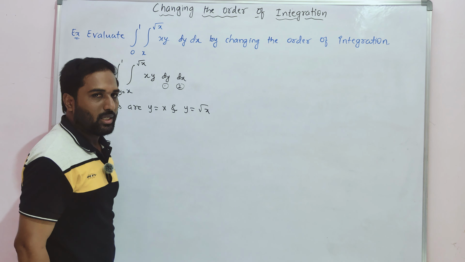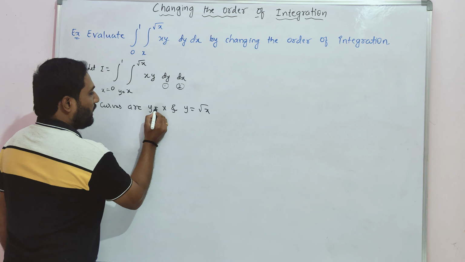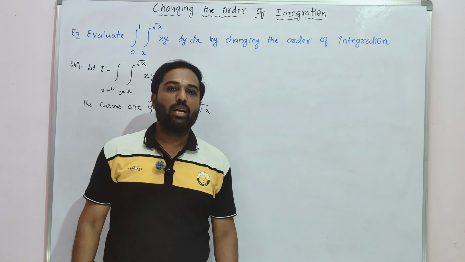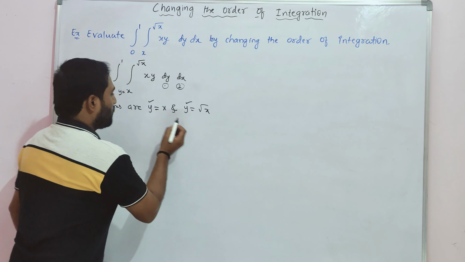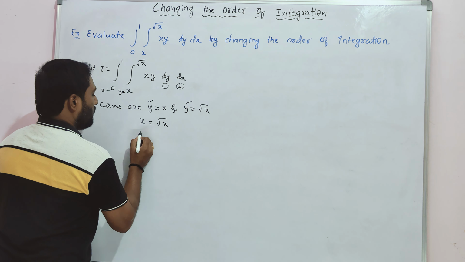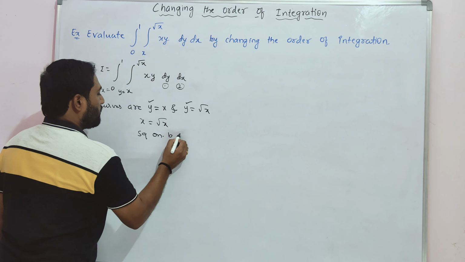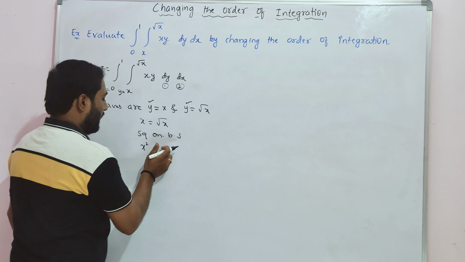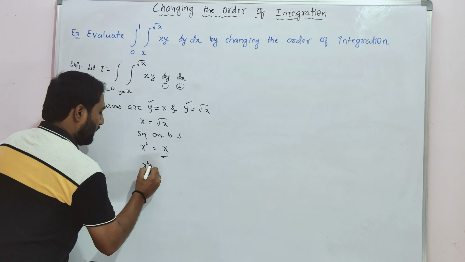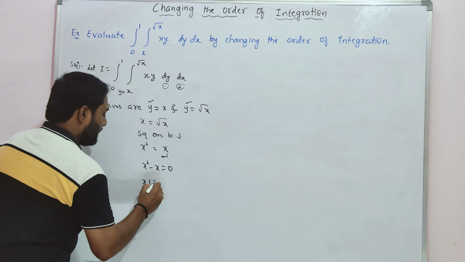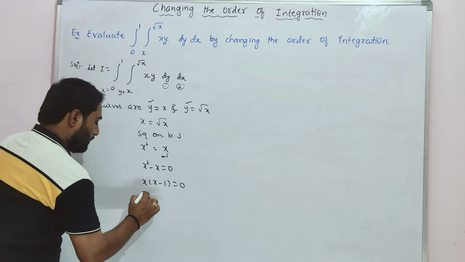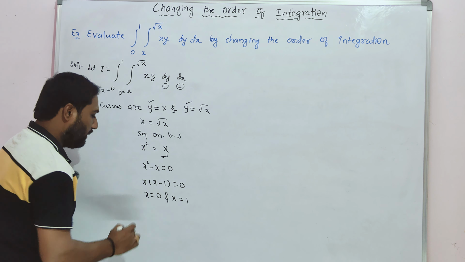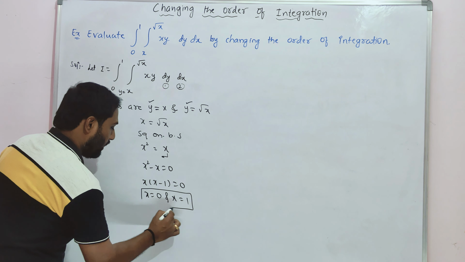Consider the variable limits, y equals x and y equals root x. Now you can see the LHS are the same. If the LHS are the same, we can equate the RHS of both equations. So x equals root x. Squaring both sides, x squared equals x. Bringing this to the LHS, x squared minus x equals 0. Taking x common, x times (x minus 1) equals 0. Therefore x equals 0 and x minus 1 equals 0, hence x equals 1. So the x values are 0 and 1.